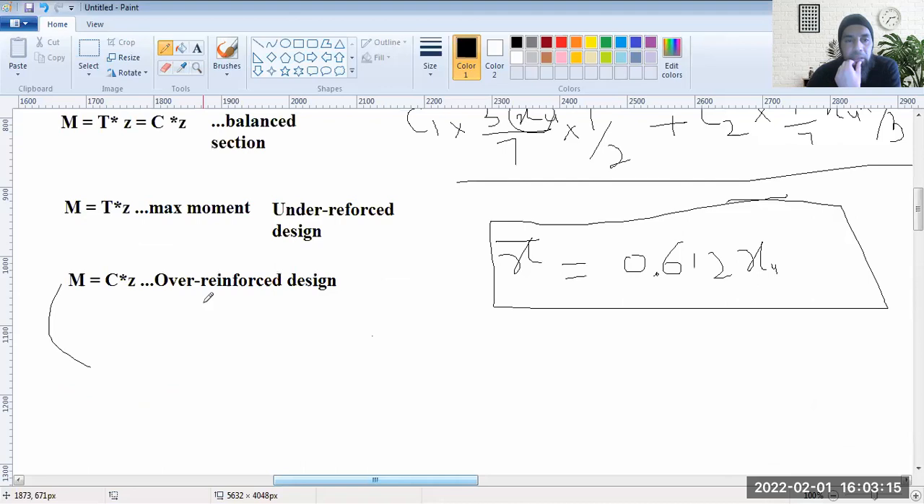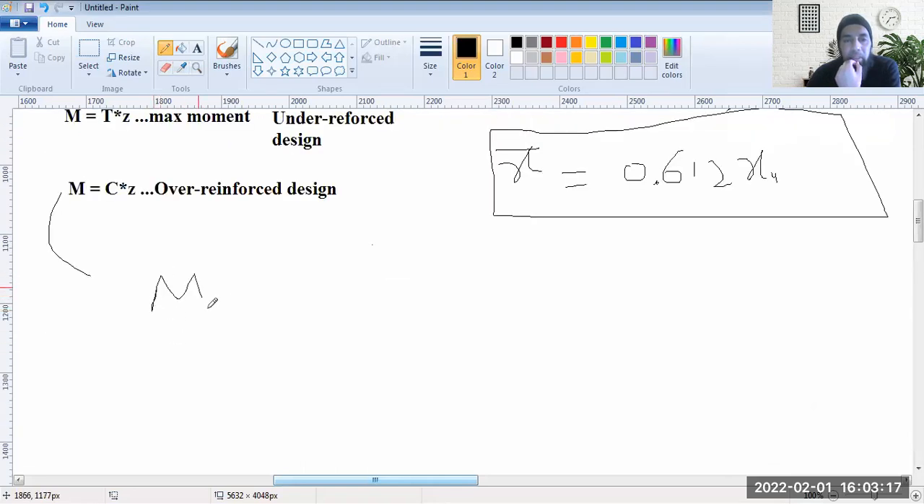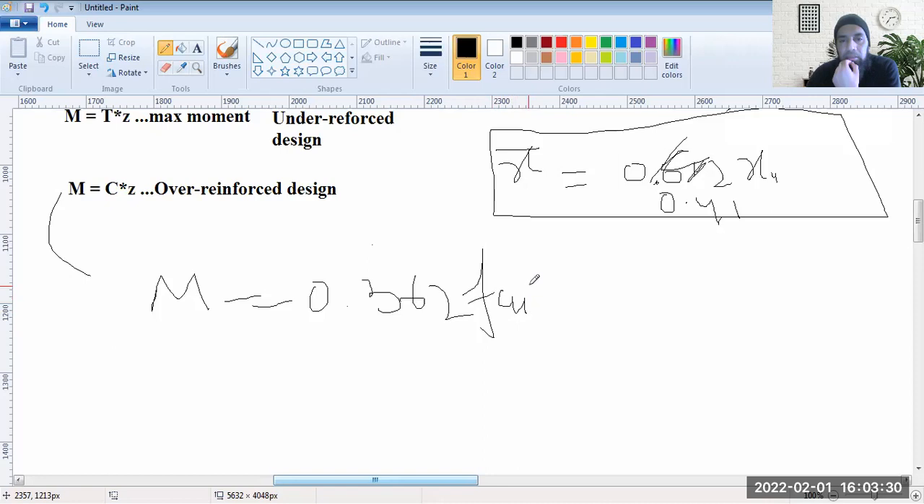So what I was telling you now, if you have M, this is 0.41. If you have over reinforced design, C would be 0.362 into FCK into B into XU into Z. So Z would be again D minus 0.412 into XU, like that. But you can use this expression as per the code which is given, this one.